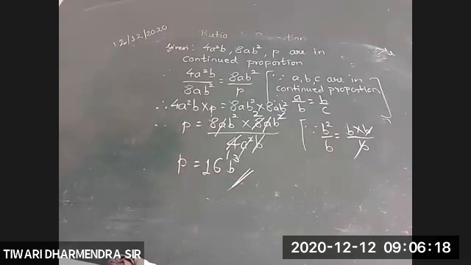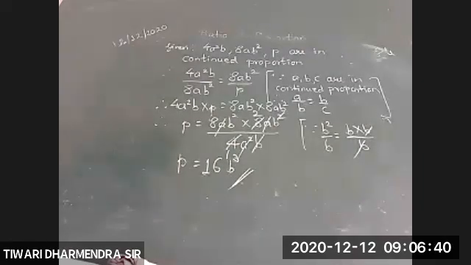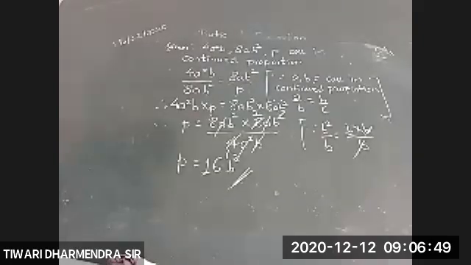So as we can see, the concept of continued proportion becomes so easy if we know the meaning of geometric mean or continued proportion or mean proportional. This all means the same. Only the way of presenting is different. Otherwise, no other difference is there. Okay, so we'll move to the next problem.